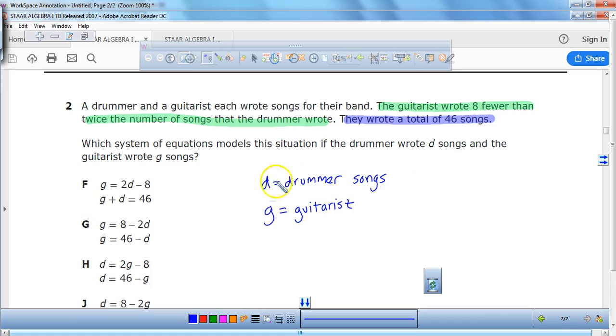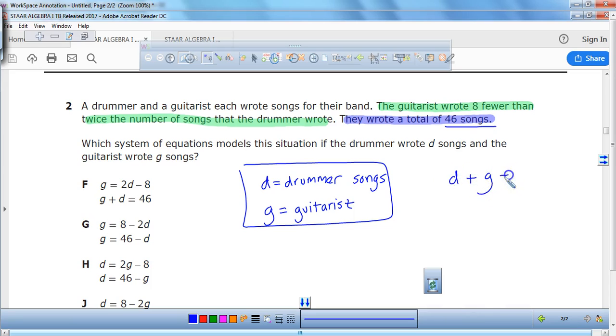All right, so we're going to start with the easy one. Okay, we know that they wrote a total of what? 46. So you know the drummer wrote some songs, the guitarist wrote some songs, and they wrote a total of 46. So that's one of them. That's what one of them has to be. Okay. Now the other one is a little bit trickier.